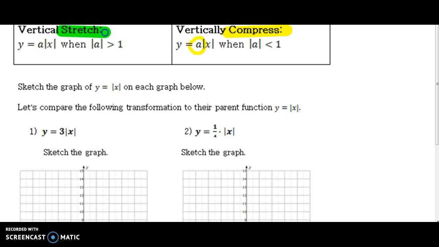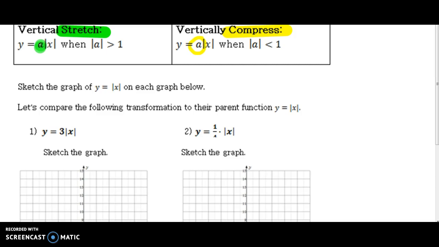Okay. Then we have a vertical stretch. So when that multiplier number out there is bigger than 1, it's going to stretch the object. Imagine something like a spring or a slinky that's standing up. If that slinky is standing or sitting on your desk right now and you take it and you pull it upward, it's going to stretch everything and make it taller.